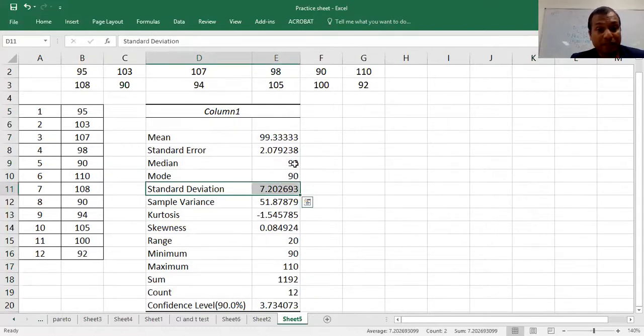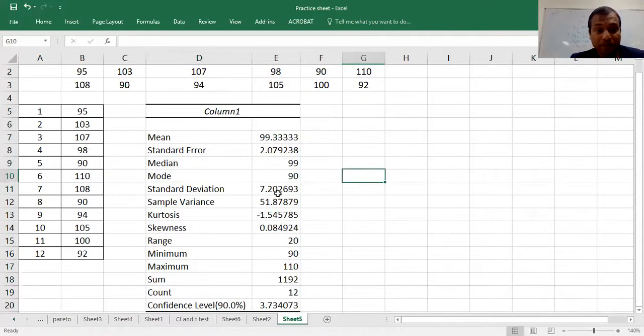You have given median, you have given mode, sample variance. If you square the standard deviation 7.2, it will give you the variance, around 52. Kurtosis and skewness, no need to worry about now. It checks the normality of the data. Probably as a researcher, you will understand all this.